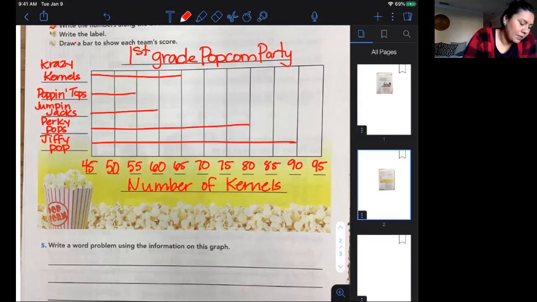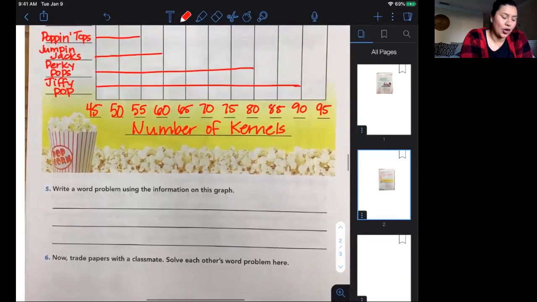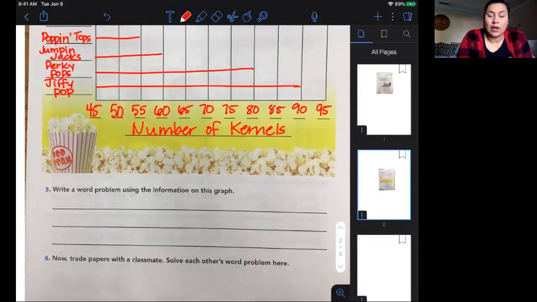Okay, now using the information you have, I want you guys to write a word problem using the info on this graph, okay? So the first grade popcorn party, we have different teams on the side. This is how many kernels every team had, okay? How many kernels your teams ate. So you're gonna write a word problem for number 5, and then, well, I guess we can't really do number 6, now trade papers with a classmate and solve each other's word problem, but I just want you to write.